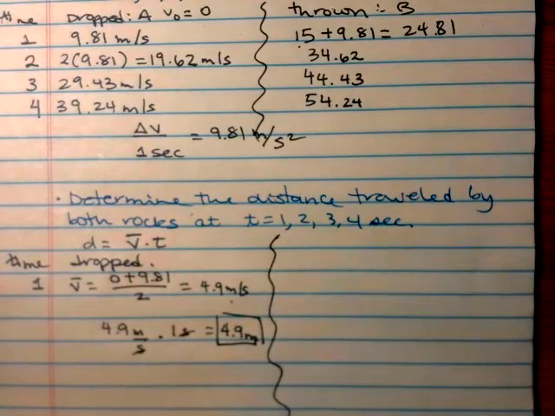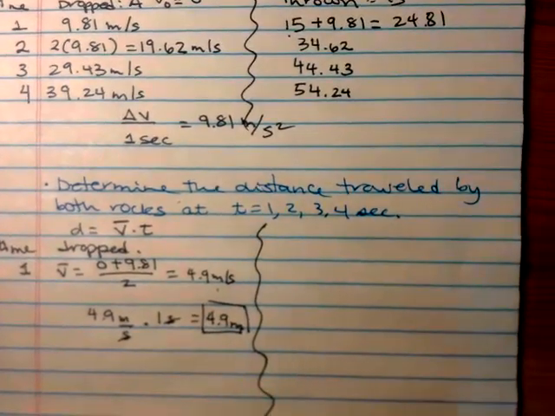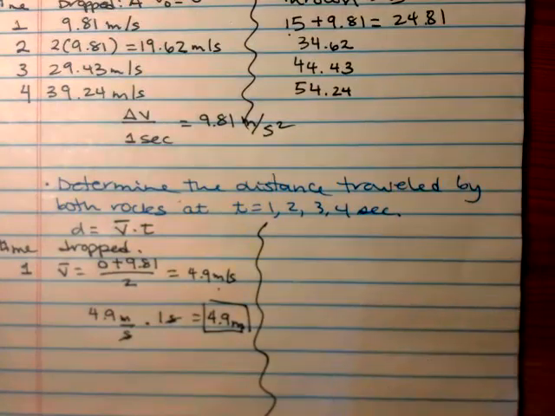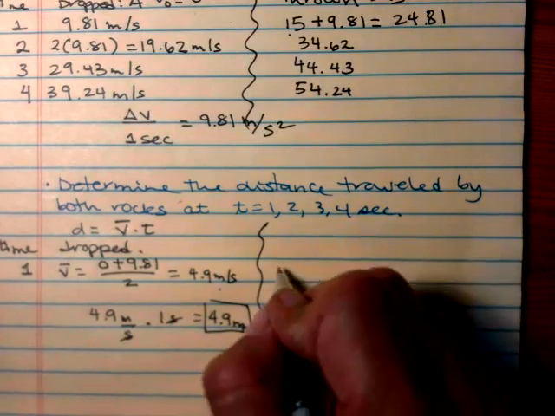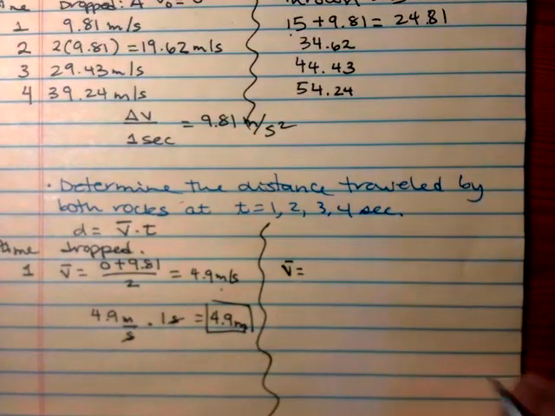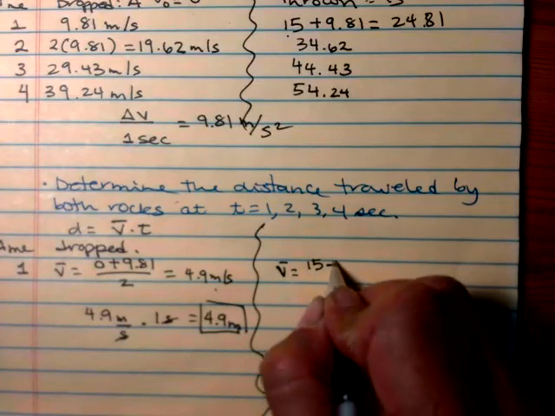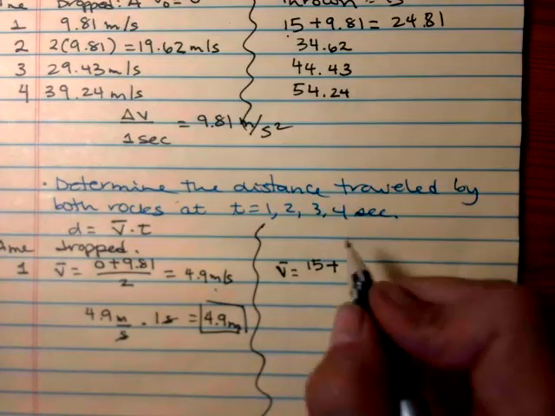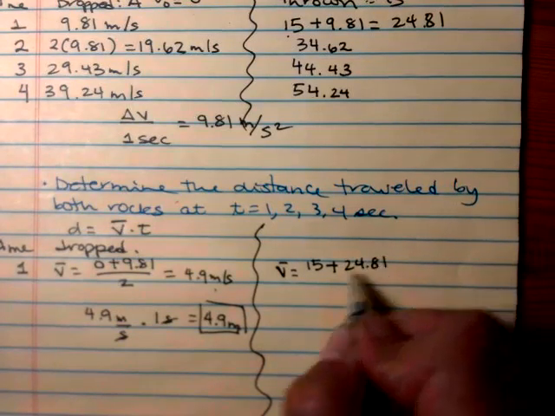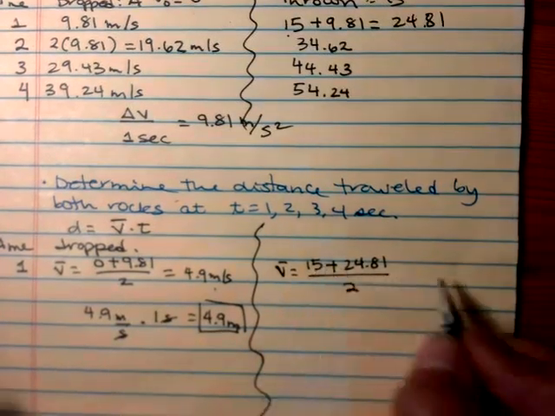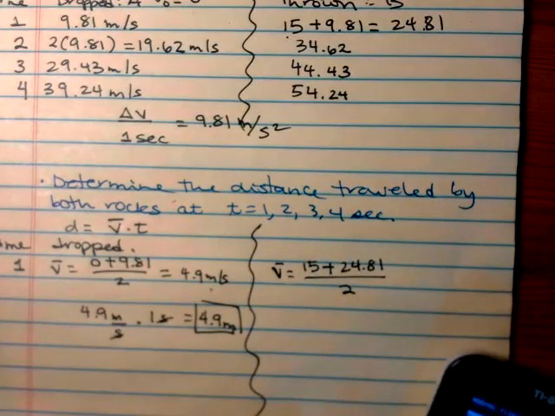Okay. What about the ball that got thrown? How far is that going to travel in its first second? Well, in that case, its average velocity will be its initial velocity. But what was its initial velocity? Right, 15. And then the final velocity at the end of that 1 second, 24.81. Divide by 2. Average just means add up the numbers, divide by how many? So 15 plus 24.81 divided by 2.